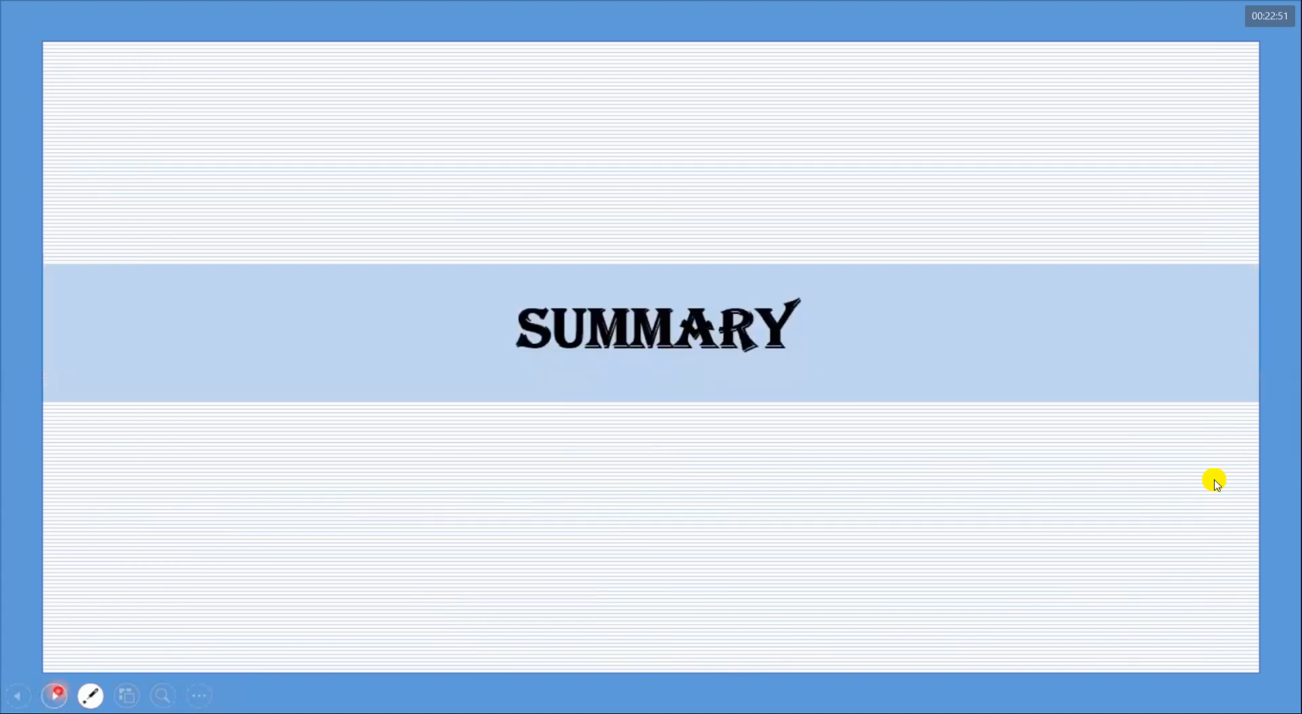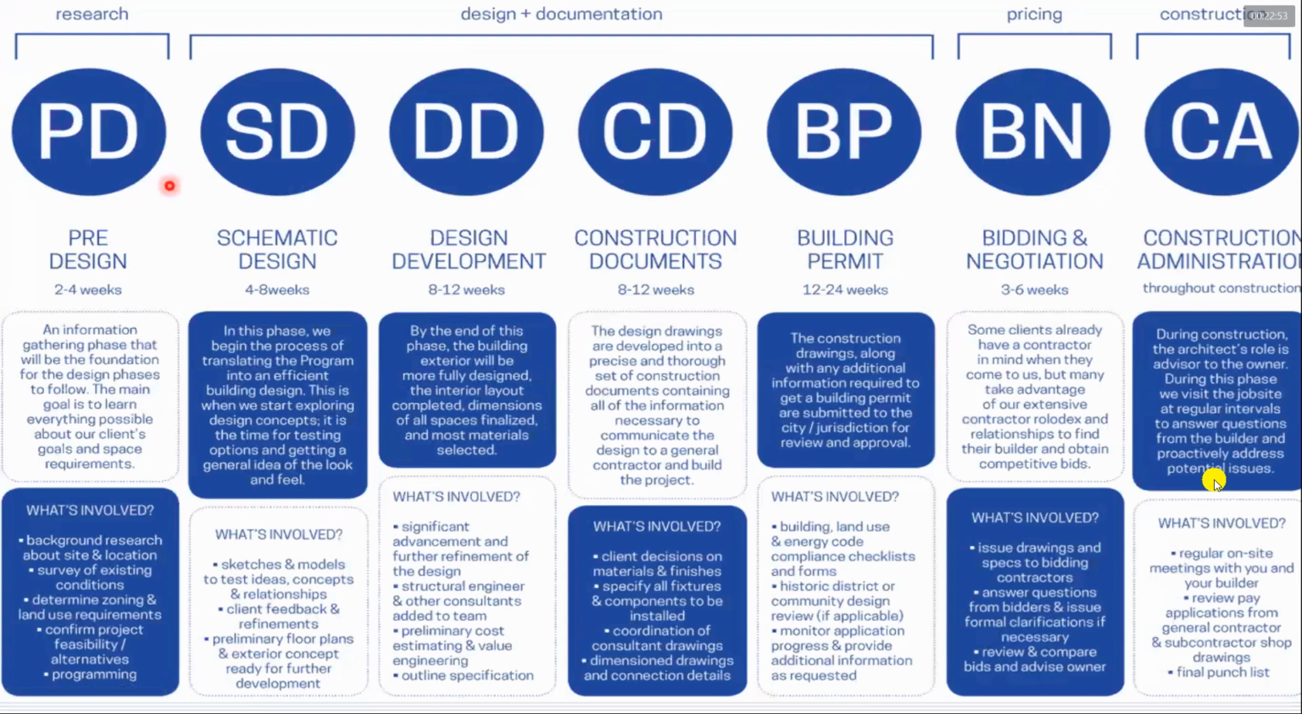Let's summarize the lecture. Initially, we started the lecture. It has five phases we are going to discuss here. The first phase is regarding the research. The second phase is regarding design and documentation. The third phase is regarding pricing, and the last phase is about constructing.